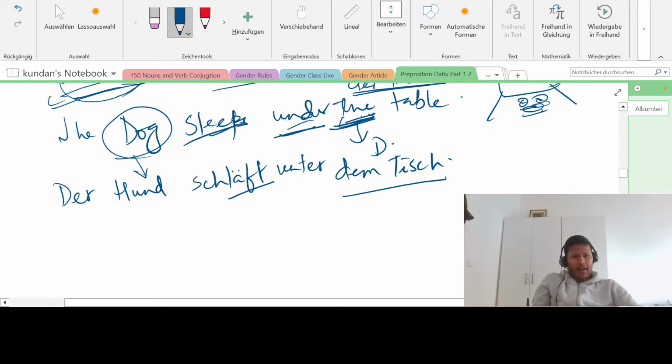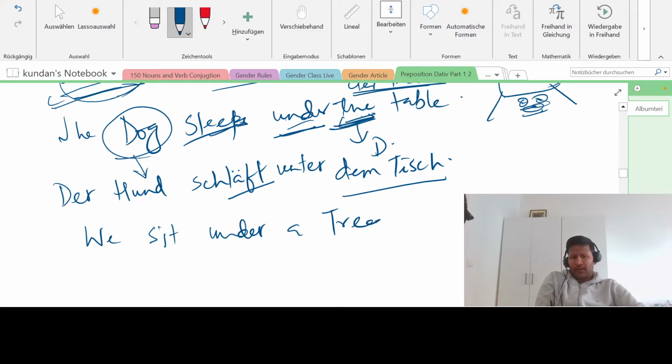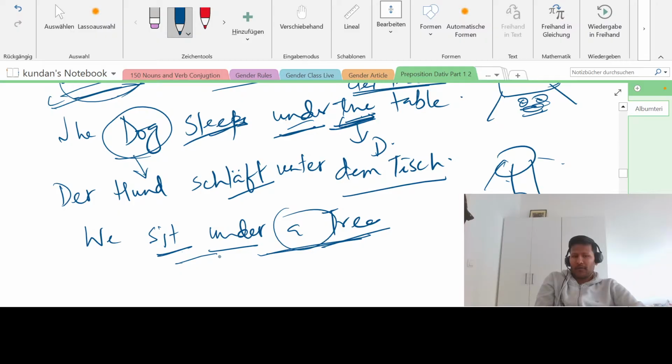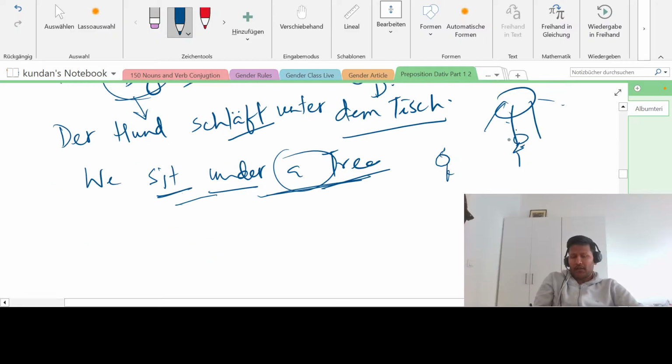All right, let me take another example for this one: we sit under a tree. This is a tree, and someone is sitting here, under the tree. The tree is der Baum, ein Baum, and this is a position, right? If you are sitting there already, then it will be dative. But if you are going to the tree and then sitting, for example, you are here and then you go to this, then it is a movement, right?